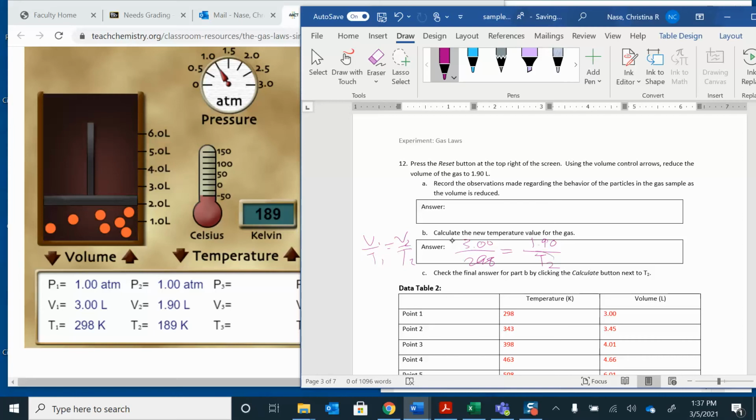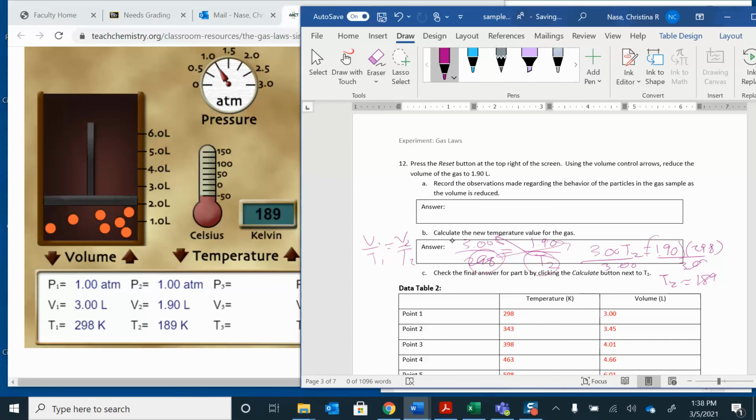So that means I bring this T2 over here. I can bring this guy over here. So I end up with something like 3.0 times T2 equals 1.9 times 298. And then I can divide by 3.0. Divide by 3.0. And when you do that, you should end up with 189. Sorry, 189, not 1.89. 189.